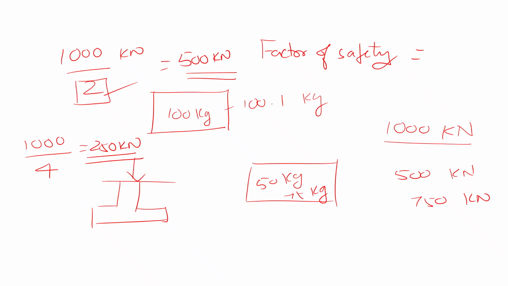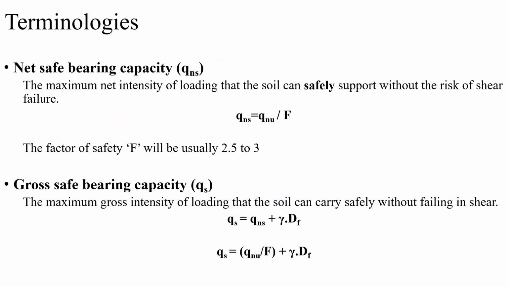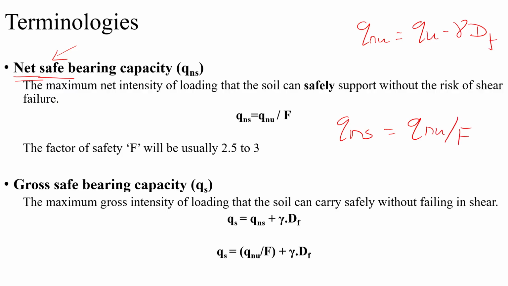Let's move on to the safe bearing capacity terminologies. First one is net safe bearing capacity. See, previously we had the term maximum, which means the maximum that you can apply. Here safe means whatever that you can apply, ensuring that your foundation will not fail by shear. Net safe bearing capacity. Net, if it comes, remember, we will always ignore the effect of soil pressure. Already we have seen that net ultimate is nothing but ultimate minus gamma into Df. Here you have already ignored the effect of soil pressure. So I can say net safe is nothing but net ultimate divided by factor of safety as it is given here.